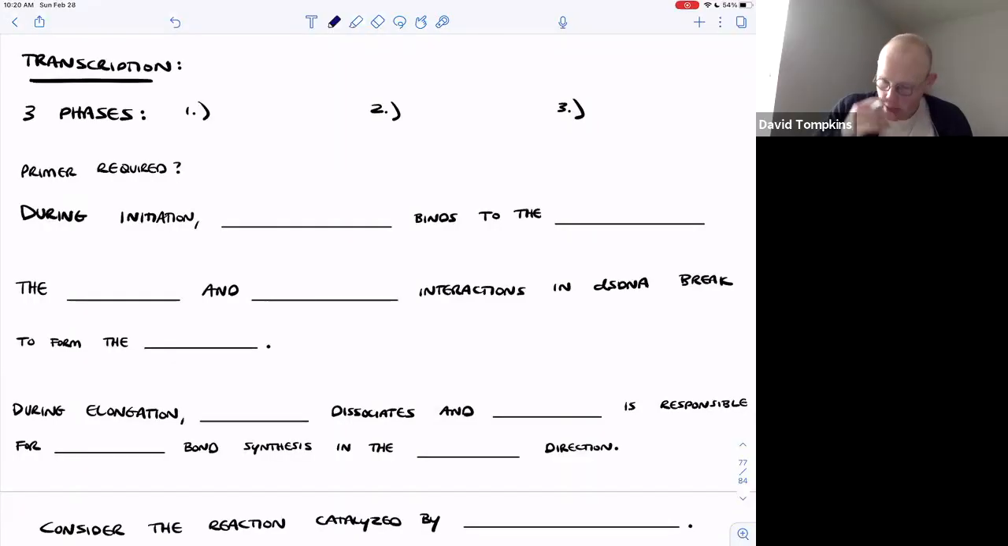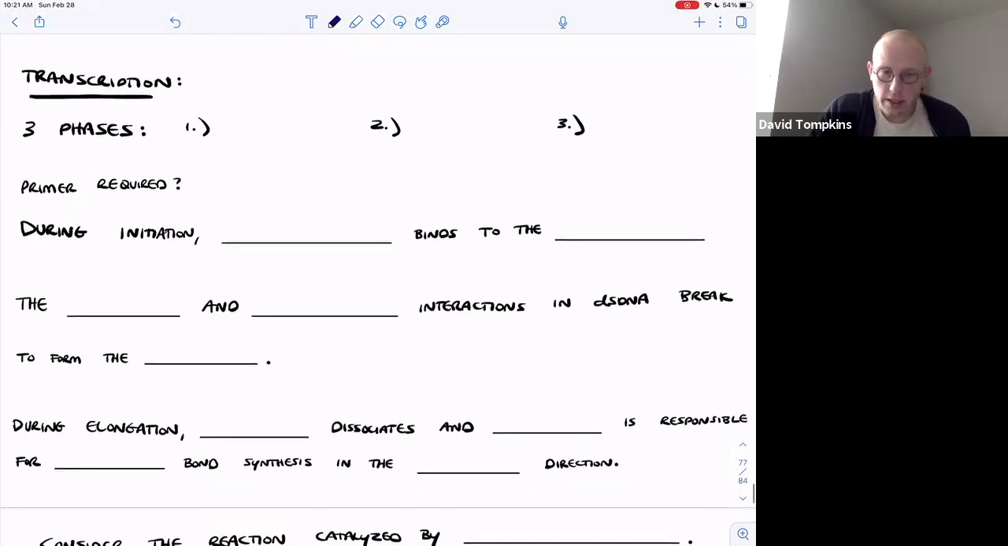So let's talk a bit now about this process of transcription, right? Or essentially reading the DNA template and transcribing it into single-stranded mRNA. So there are three phases of transcription. I'm sure you've learned these in biology before.